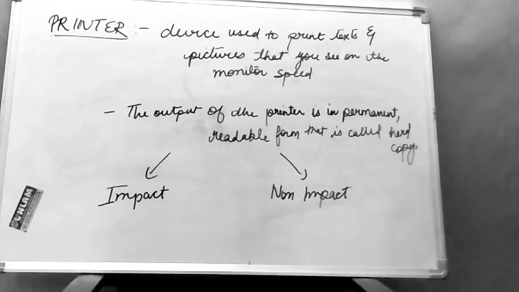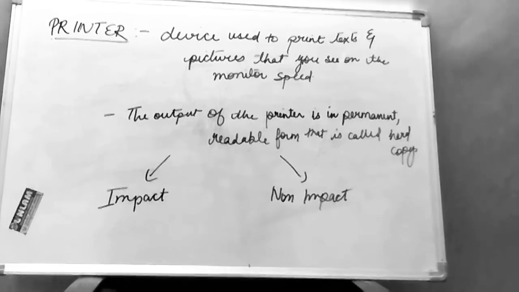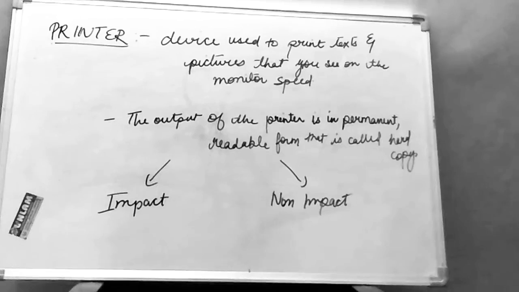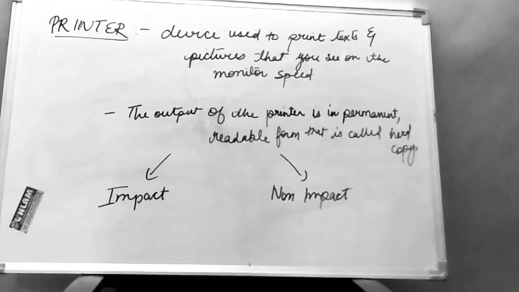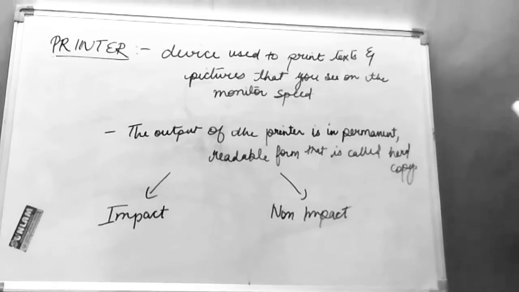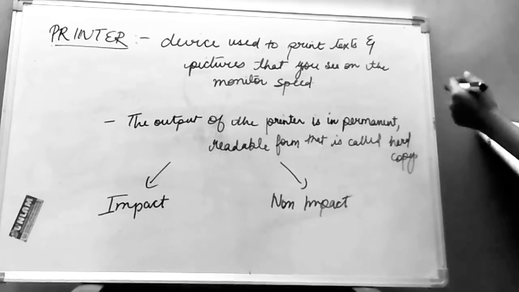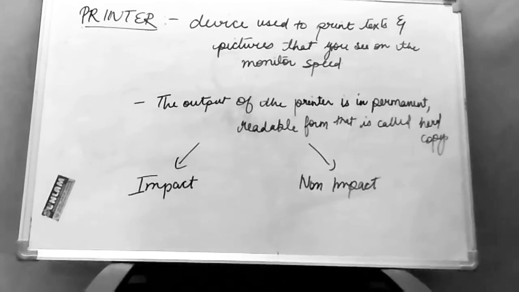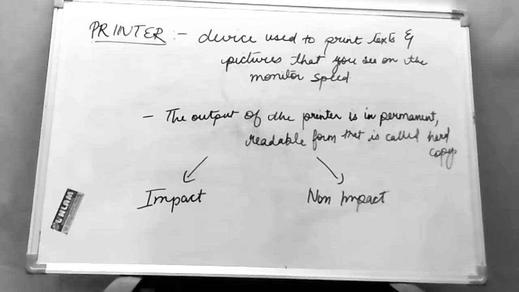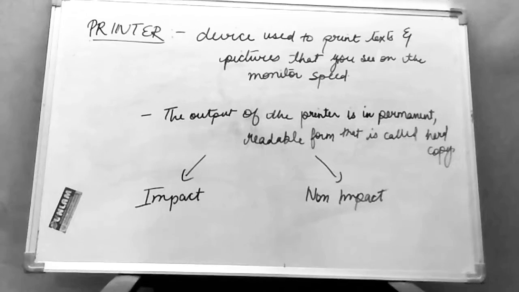Now we have printers of two kinds. The first is impact printers: printers that make a mark on paper. What this means is that printers that make a mark on paper by striking a print head or a needle on the ink ribbon are called impact printers.